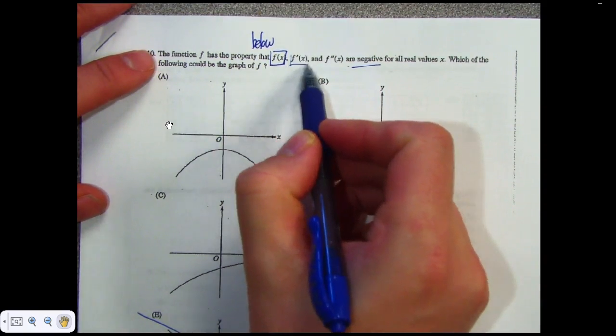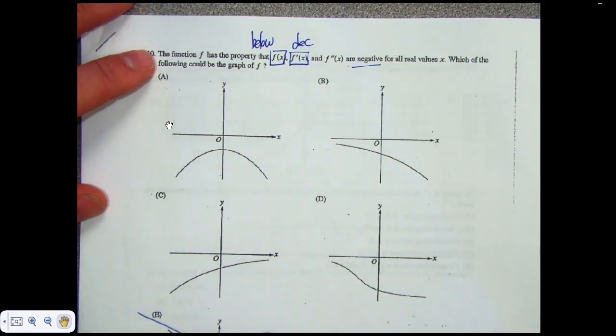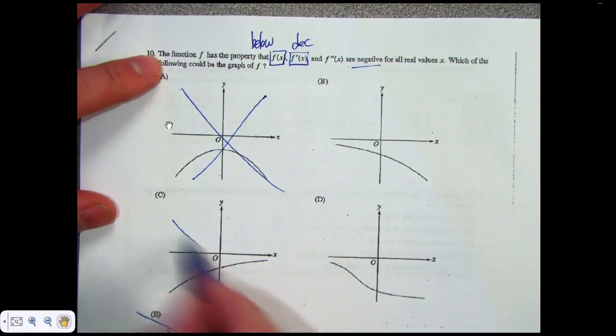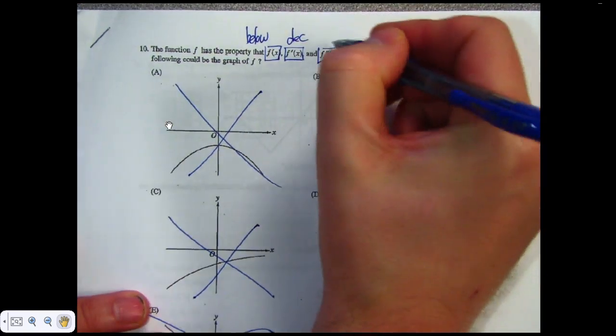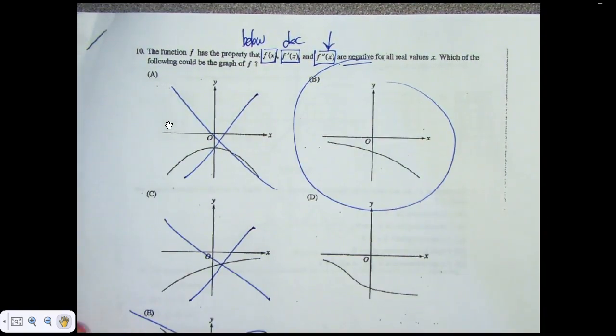F prime of x negative means decreasing. So it's got to be decreasing the whole time. So that is not decreasing the whole time. Neither is that. So I'm down to those two. And then f double prime negative means concave down, right? What would it be?